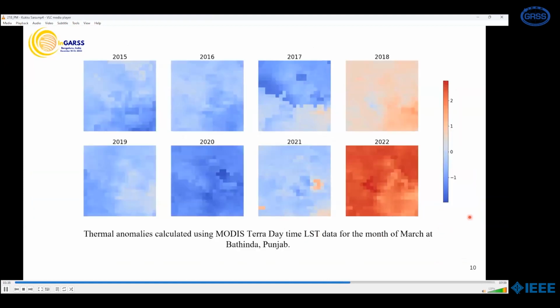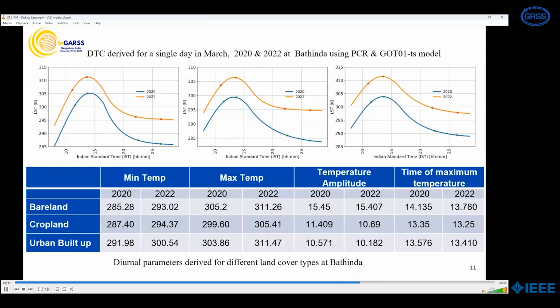Similar analysis was done for the Bathinda district also. Here, 2022 and 2020 were identified as a warmer year and a comparatively cooler year. And these are the diurnal temperature cycle comparisons. Here the temperature variations throughout the day for 2022 were pretty high compared to 2020.